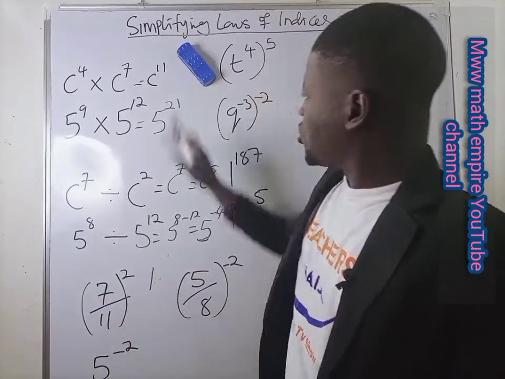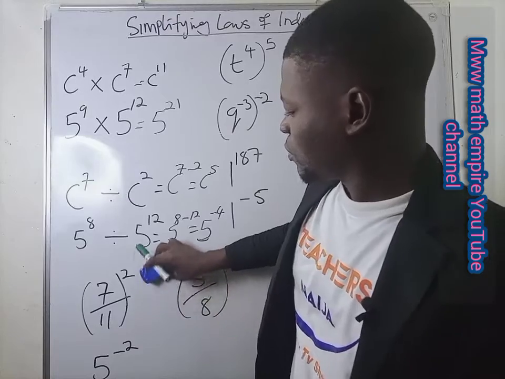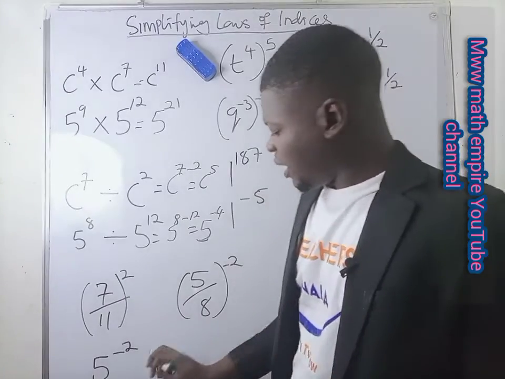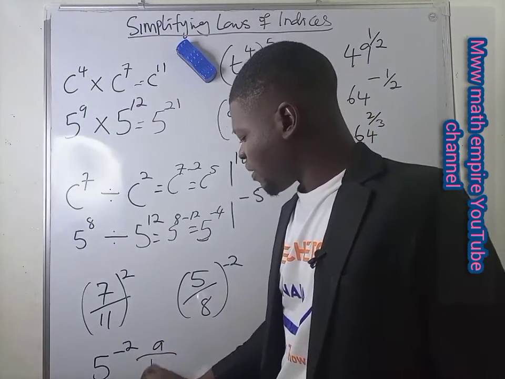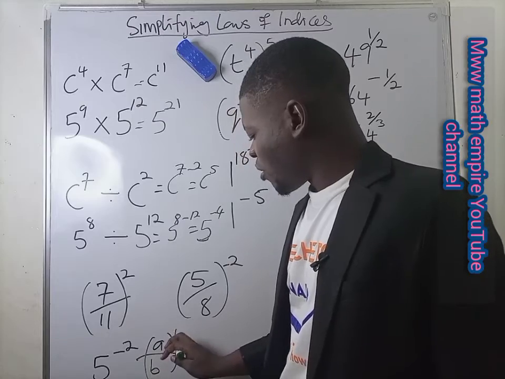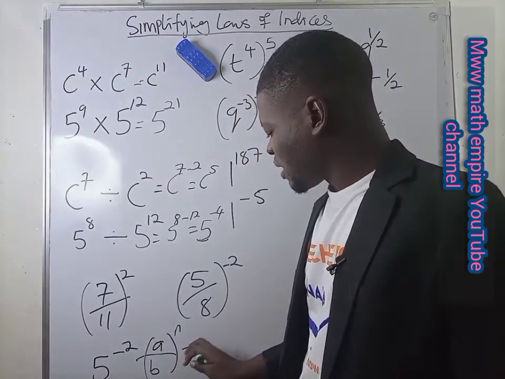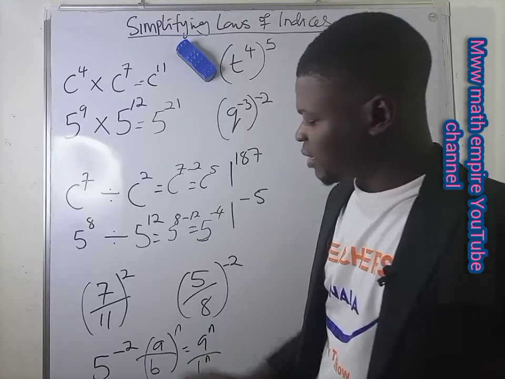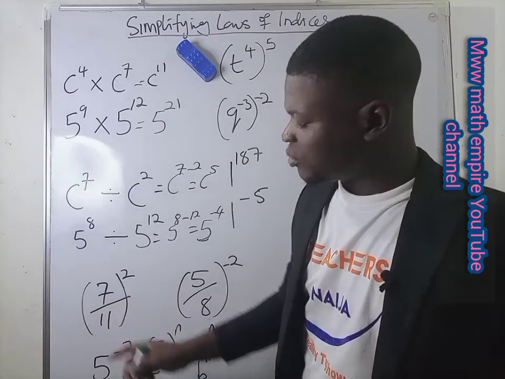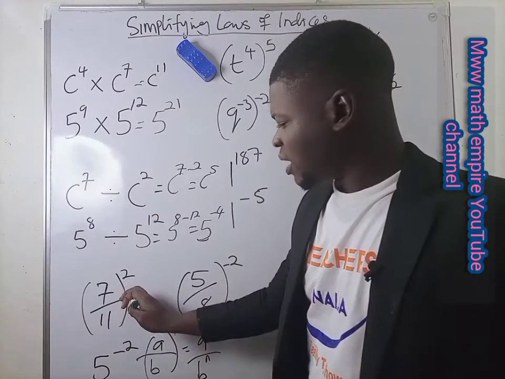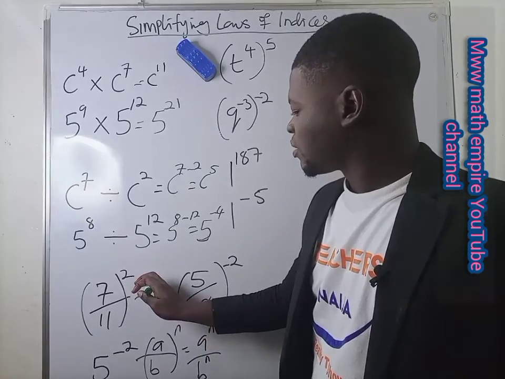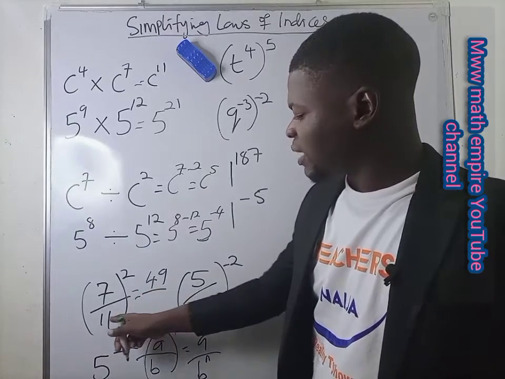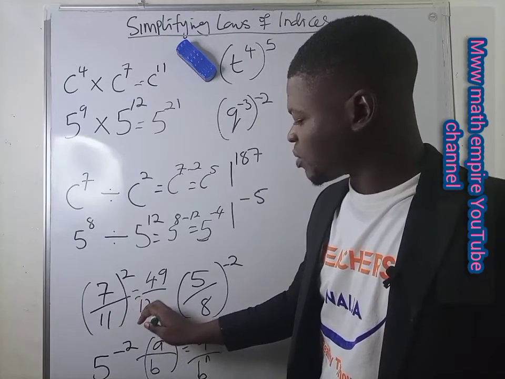Okay, now I'm coming to this very thing. I want you to know if I am having A all over B raised to the power of n, it simply means that A raised to the power of n all over B raised to the power of n. This goes to both the numerator and the denominator. Am I communicating? Hence, I will be having 49, because 7 times 7 will be giving us 49, all over 11 times 11 will be giving us 121.